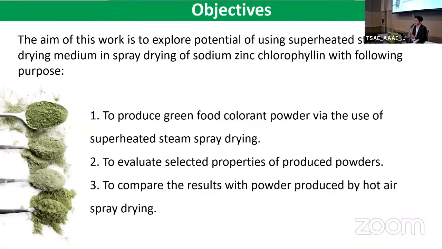So the objective of this work is first to produce a green food colorant powder using superheated steam spray drying. Second, to evaluate the physical properties of the produced powders. Third, to compare the results with powder produced by hot air spray drying.